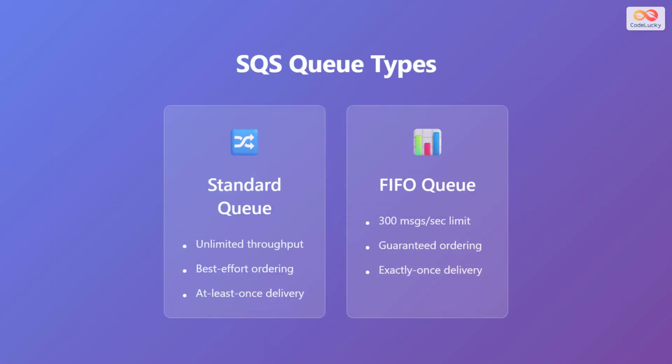SQS offers two types of queues to meet different use cases. Standard queues provide unlimited throughput, meaning they can handle as many messages as you need. However, they offer best-effort ordering and at least once delivery, which means messages might occasionally arrive out of order or be delivered more than once. FIFO queues, which stands for first in, first out, have a limit of 300 messages per second, but they guarantee that messages are processed in exact order and delivered exactly once. Choose standard queues for maximum throughput, and FIFO queues when message order and deduplication are critical.